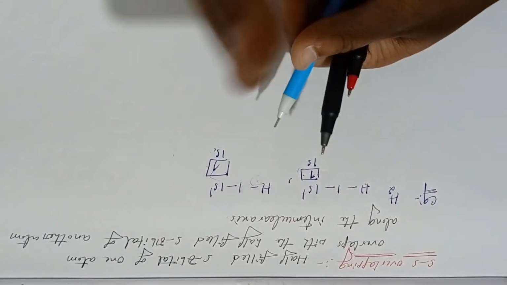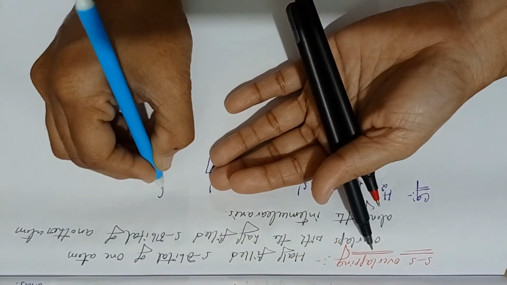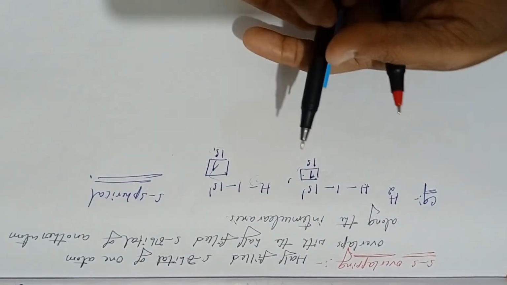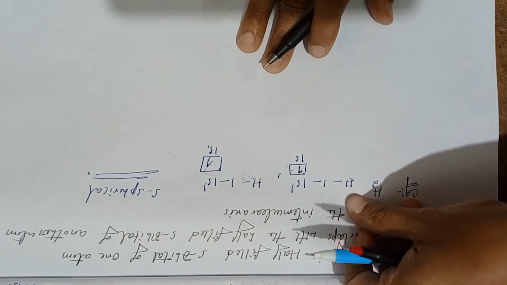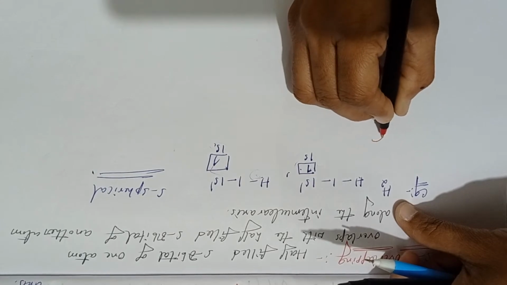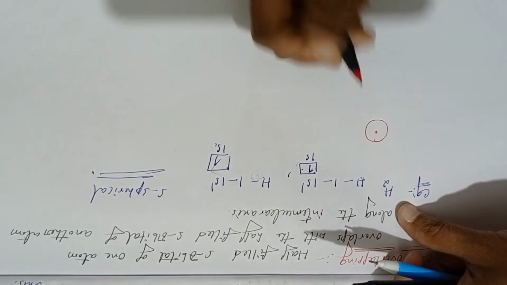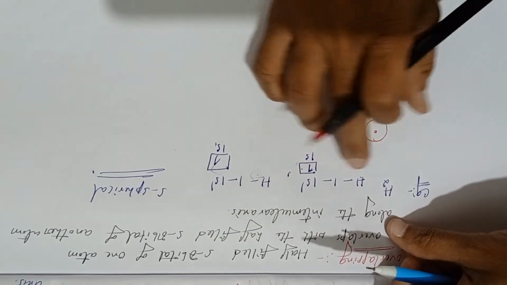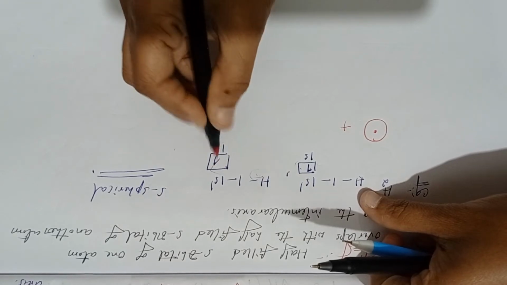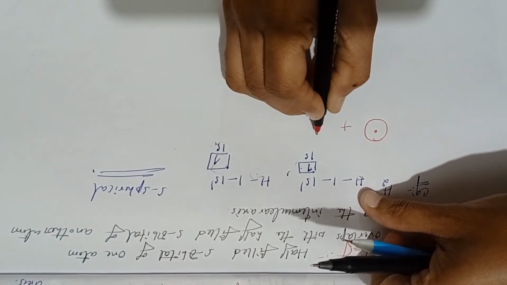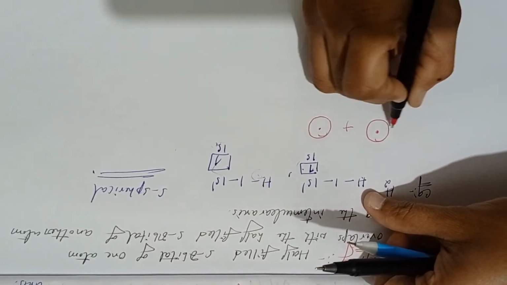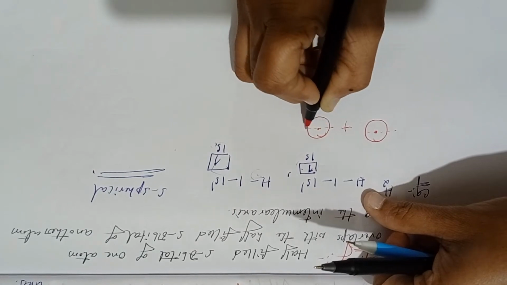We know that the s orbital shape is spherical, correct? So that's why I am taking a spherical shape s orbital here. This is the nucleus. This is the s orbital of a hydrogen atom, and this is the half-filled s orbital of another hydrogen atom. So this is the spherical shape. Here the nuclei. This is the internuclear axis, students.